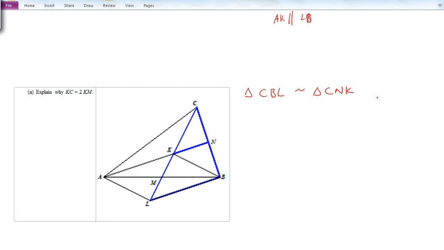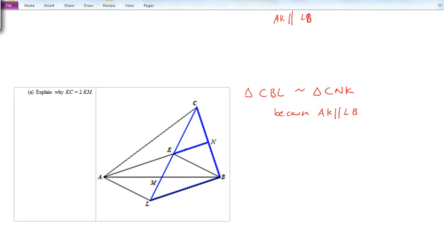How do we know that? Well, because of the last proof, we know that AK is parallel to LB. And if AN or KN is an extension of AK, then if you take this triangle CBL and draw a parallel side to it here, then you're going to create similar triangles. That's just a theorem from geometry.